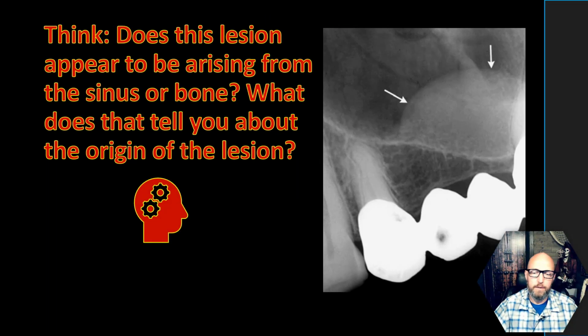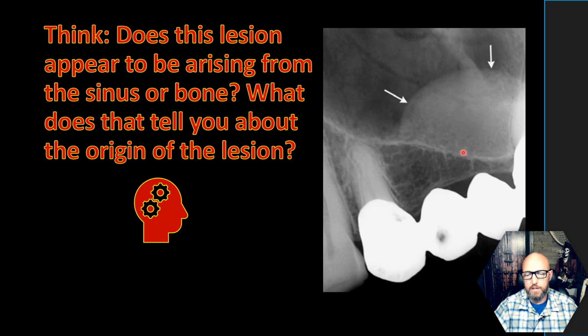All right, think about this one. Does this look like something arising from within the alveolar bone, from within the maxilla, or does it look like it's something that's arising and limited to the maxillary sinus? And what does that tell you about the lesion?